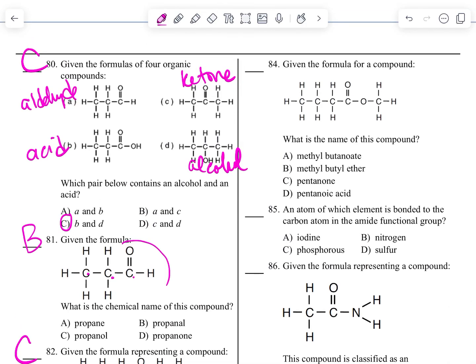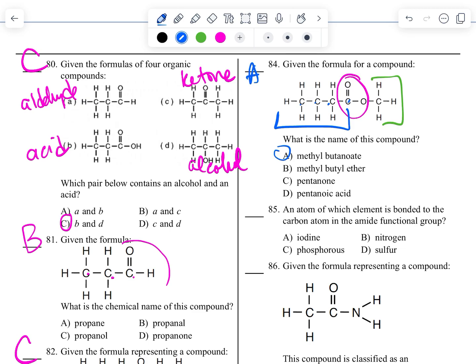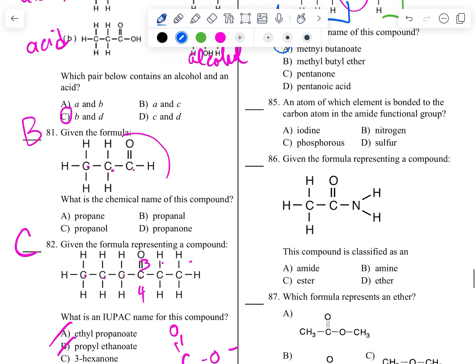What is it? So here's Old Granny Ester right here. How to name Old Granny Ester: take a look on Table R. In Table R, you see that the single bonded O side comes first, so that's methyl. And then you name the other side: methyl butanoate. The example on Table R is very helpful.